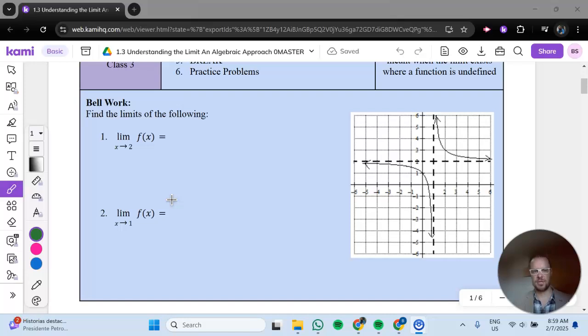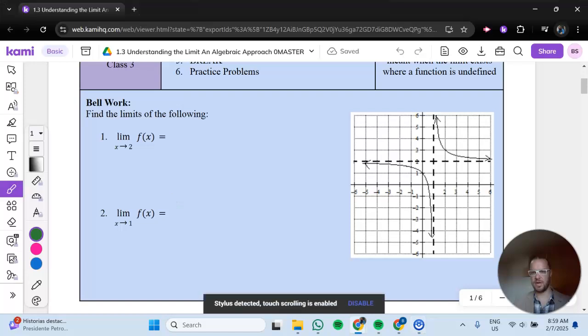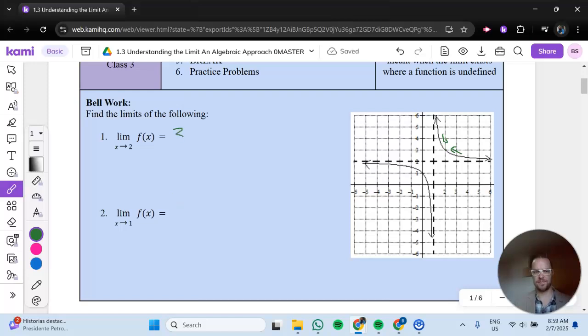So the limit as x approaches 2 of f of x. So here we've got 2, which would be right here. And as we approach that from both the left and right here, we're going to be getting 3.